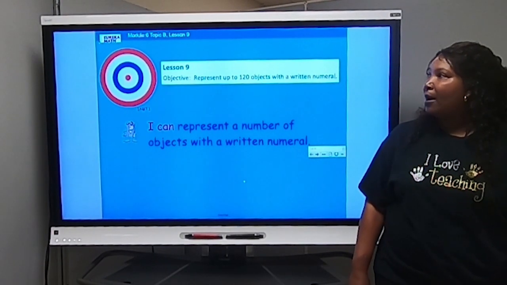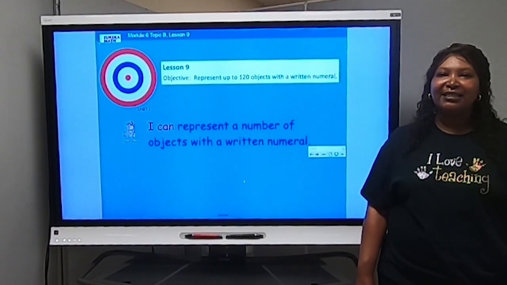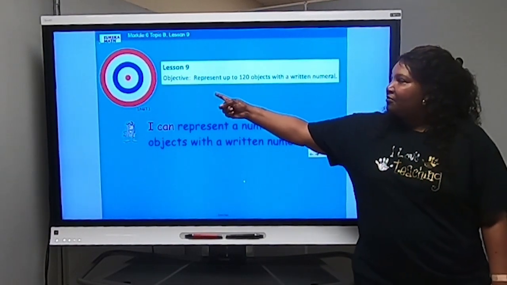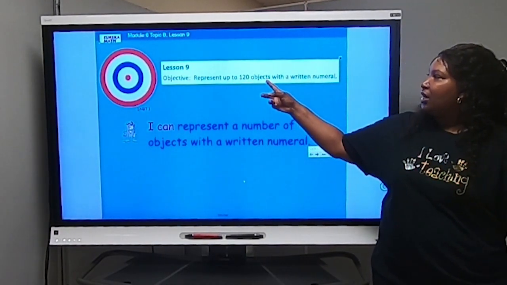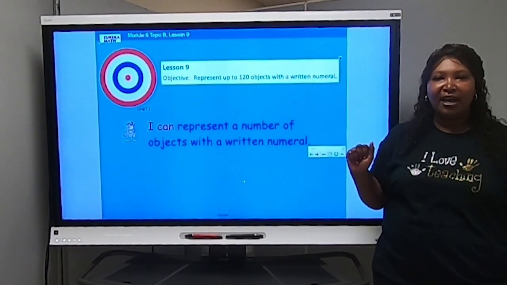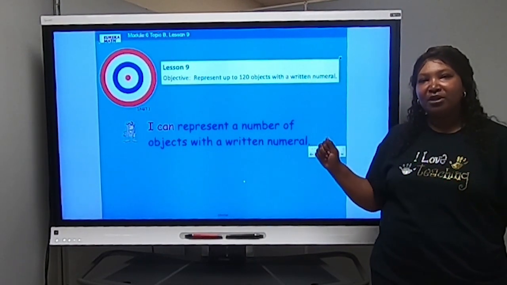Today I'm going to talk to you about Module 6, Topic B, Lesson 9. The objective is to represent up to 120 objects with a written numeral, okay? So that's our objective, what the lesson will be about.